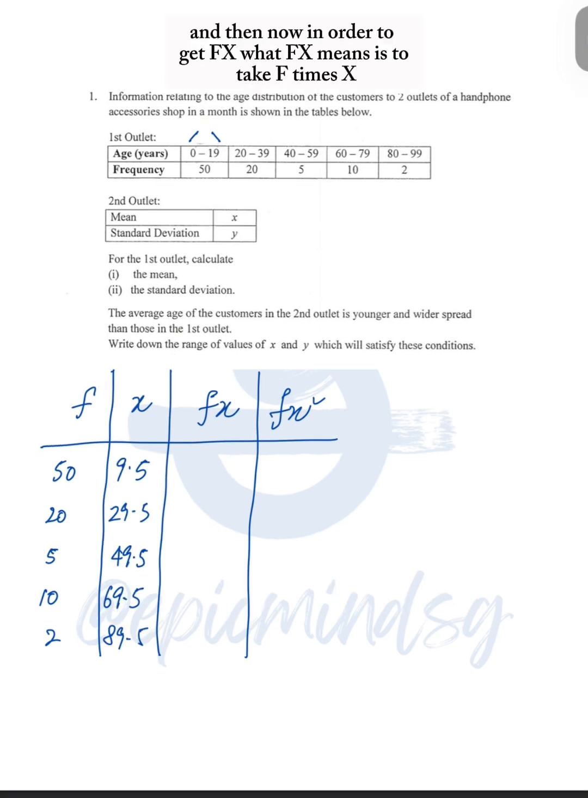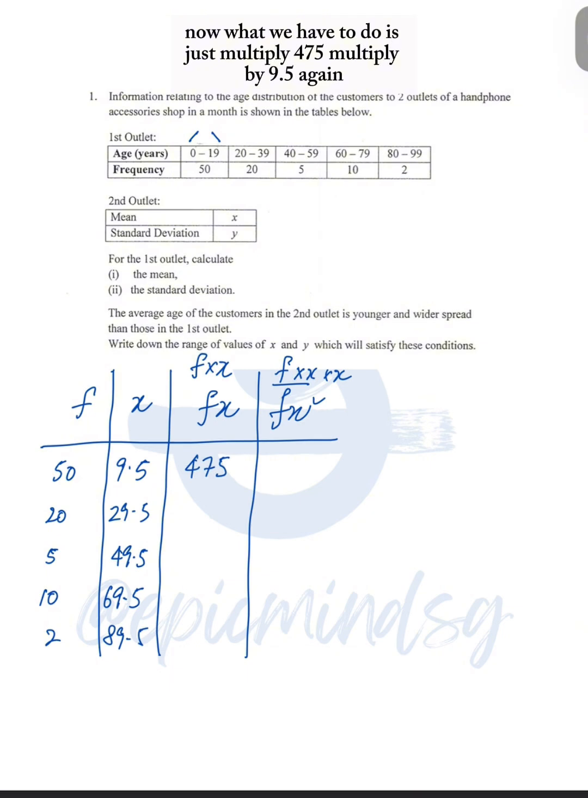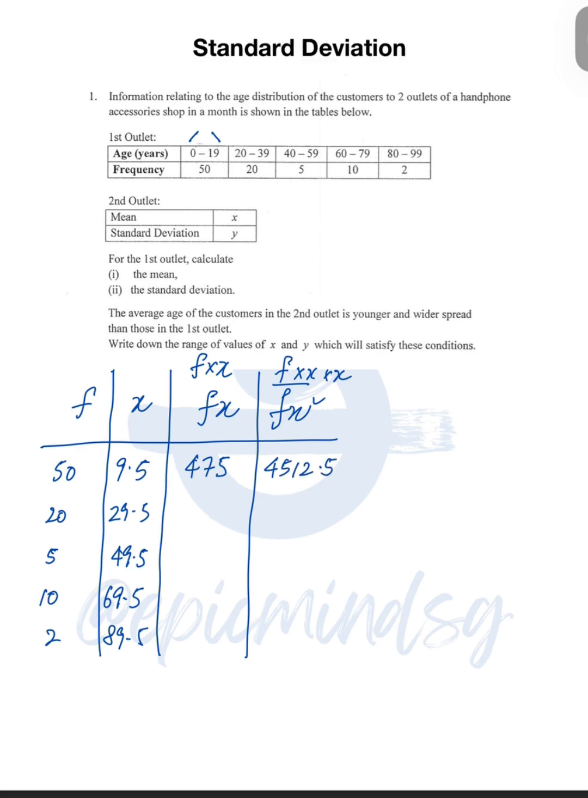Okay, and now in order to get fx, what fx means is to take f times x. So we're going to take 50 times 9.5, and that's going to give us 475, and so on and so forth. However, a good habit is to take f times x, and then what is fx squared? Fx squared is f times x times x. So since we already have the value of fx, now what we have to do is just multiply 475 multiplied by 9.5 again, and that would give us fx squared. So it actually takes less effort when you multiply in this direction.